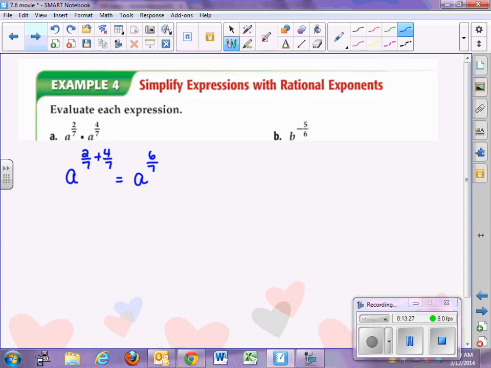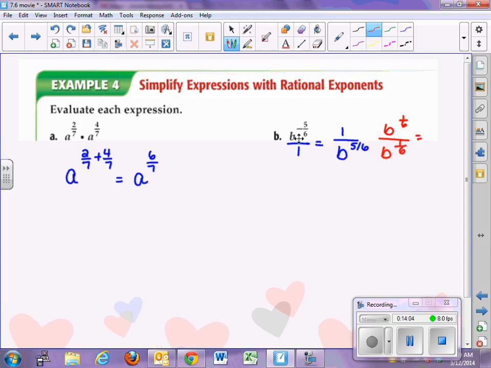Now this is an interesting one. Remember, if this is over 1, it's the same as 1 over b to the positive 5/6. But there's a problem. We can never leave a radical in the denominator. Don't write this, unless you want to, this means the 6th root of b to the 5th, I'm not allowed to leave this radical in the denominator. So what I'm going to do is multiply the top and bottom by b to the 1/6. Wonder why? Let me show you.